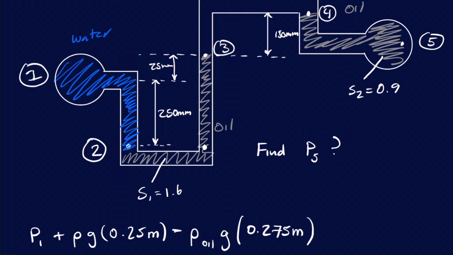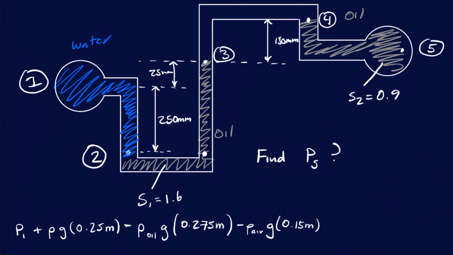So again, point 4 is higher than point 3, so the pressure is going to be less. So therefore we have to subtract the pressure because we have a positive height difference. All we have to do is subtract the density of air, since this is the medium which we're dealing with, times gravity times the height difference, which is 150 millimeters or 0.15 meters. And then going from point 4 to point 5, the pressure will increase since there is a negative height difference. And we're dealing with the oil again, so all we have to do is add the density of the oil times the gravity times the height difference, which is 0.15 meters.